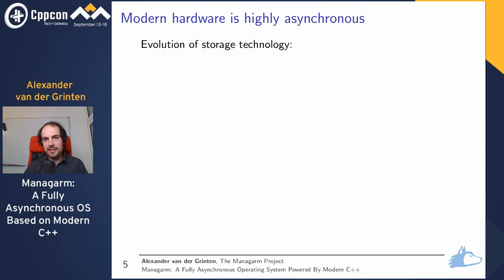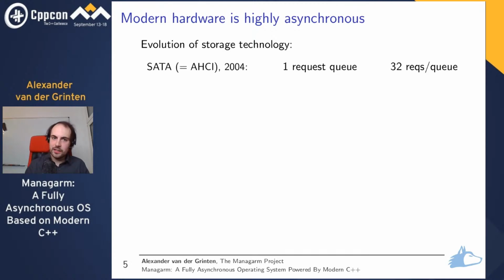I claim that modern hardware is highly asynchronous. To understand that, we just need to look at the evolution of storage technology. 15 years ago, in 2004, there was SATA, or by its technical name, AHCI. It has one request queue, which means it can process one request at a time and answer one, for example, read or write request at a time. And the OS can post 32 requests to this queue. Afterwards, the queue is full, and the OS needs to wait until the queue is drained again.